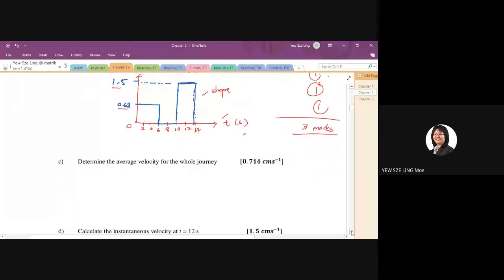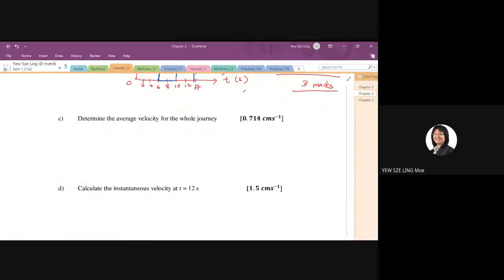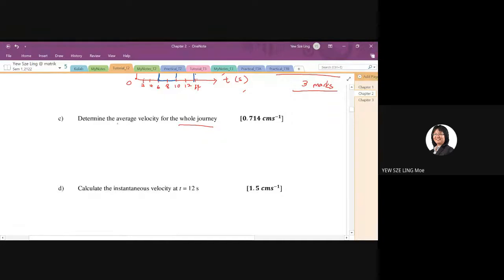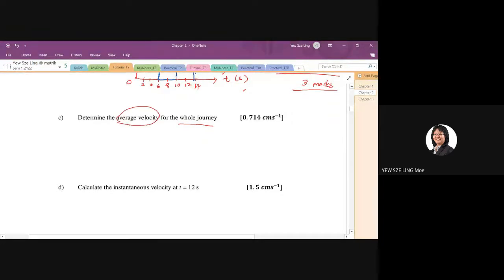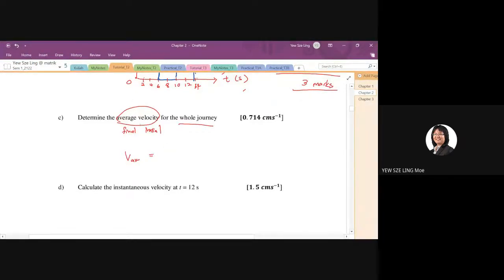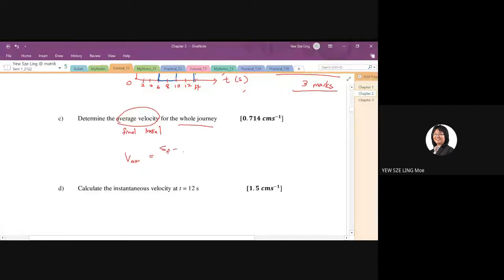All right, next, calculate and determine the average velocity for the whole journey. Now, it says whole journey, so you don't have to look at it part by part, because when it comes to average velocity, what is important is the final and also the initial. So V average for the whole journey is your S final minus S initial divided by T final minus T initial.